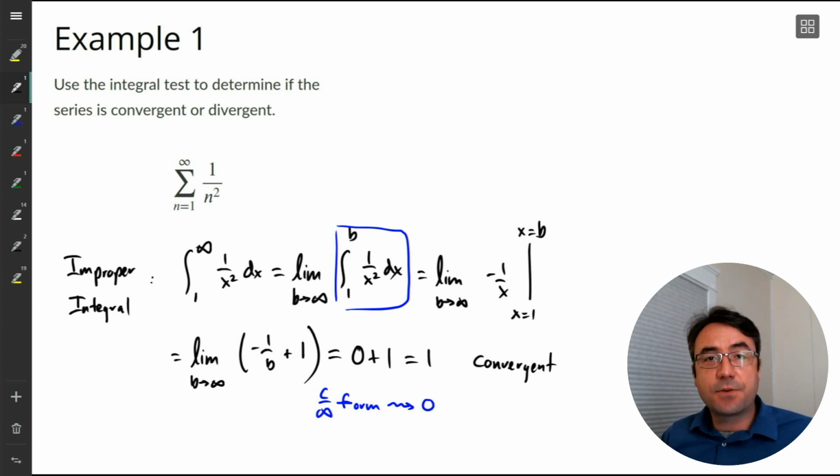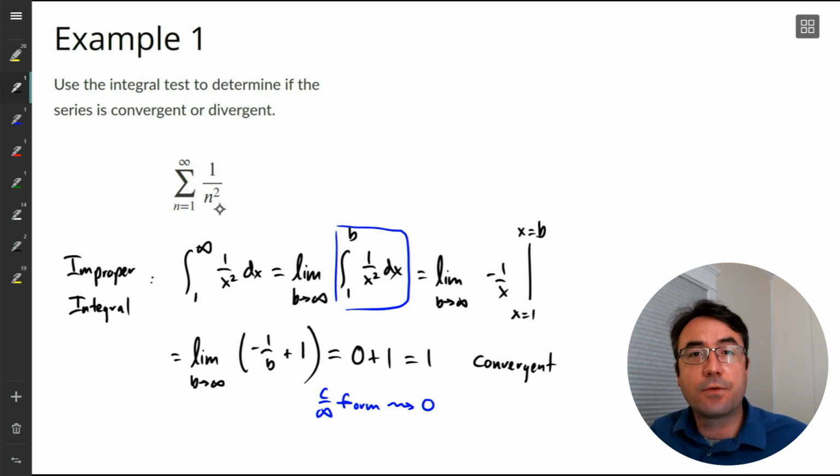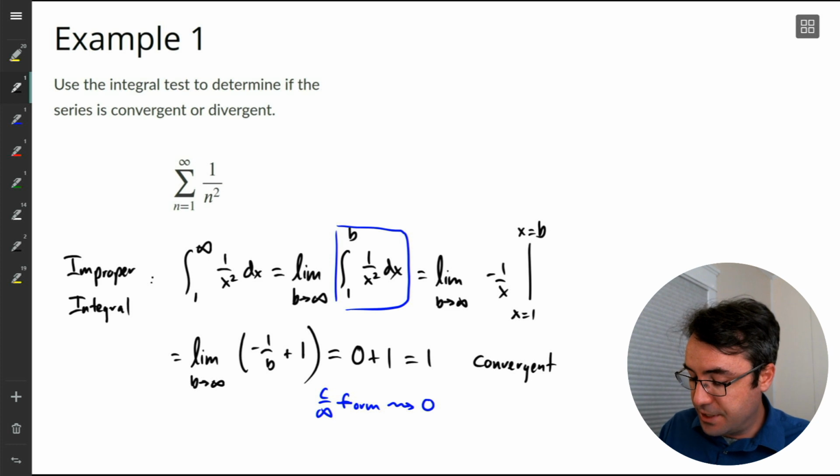And so what that means for us is that our original series, sigma 1 over n squared, is convergent as well. So it's convergent by the integral test.